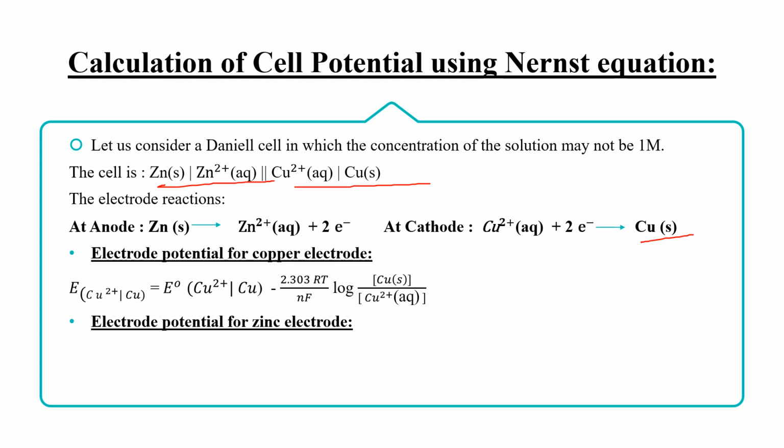Similarly, electrode potential for the zinc electrode. On putting the values in the Nernst equation, electrode potential of zinc equals standard electrode potential of zinc minus 2.303 RT upon nF into log of concentration of zinc divided by concentration of zinc ion.